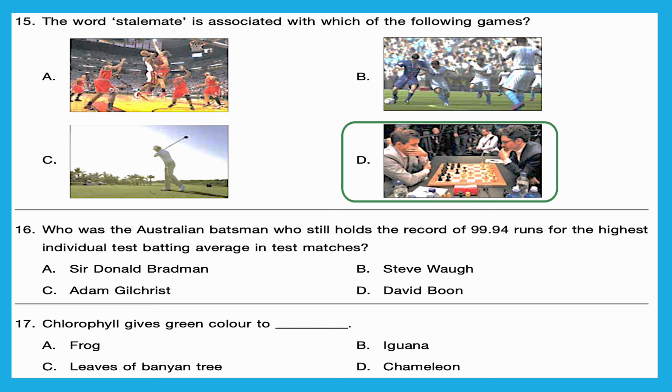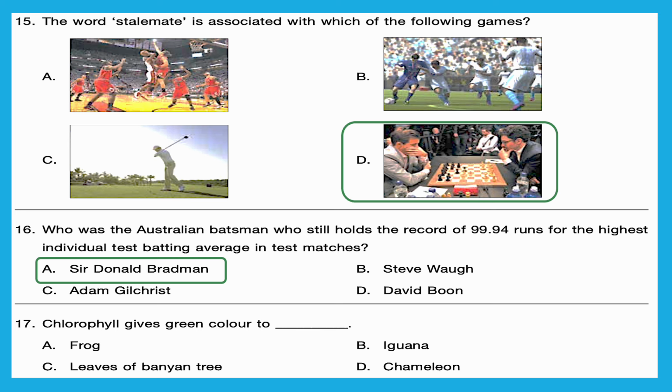Question 16. Who was the Australian batsman who still holds the record of 99.94 runs for the highest individual test batting average in test matches? The right answer is option A, Sir Donald Bradman.